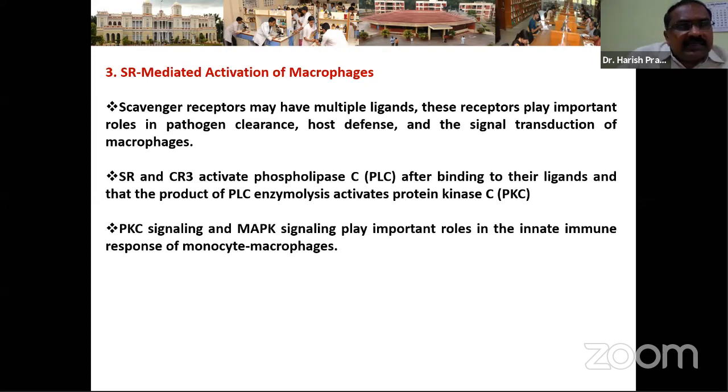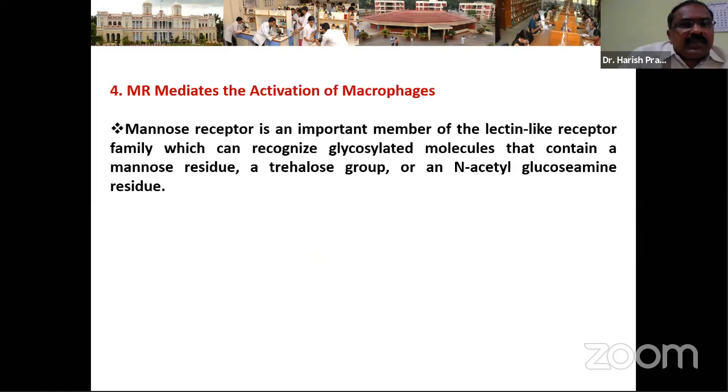So each receptor has a slightly diversified mode. Also, whichever response happens internally, it leads to kinase activity, and the kinase signaling pathway will be activated. So this is about the third one, and the fourth is the mannose receptor, which is very important.